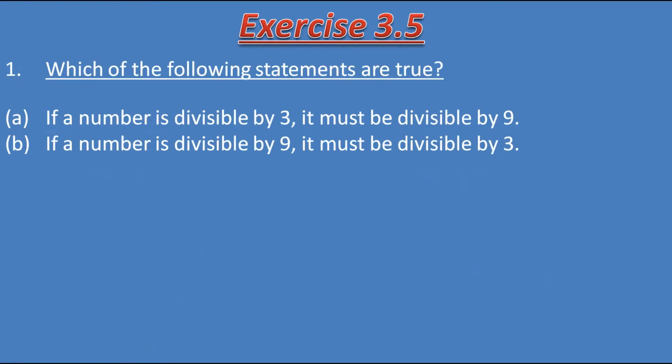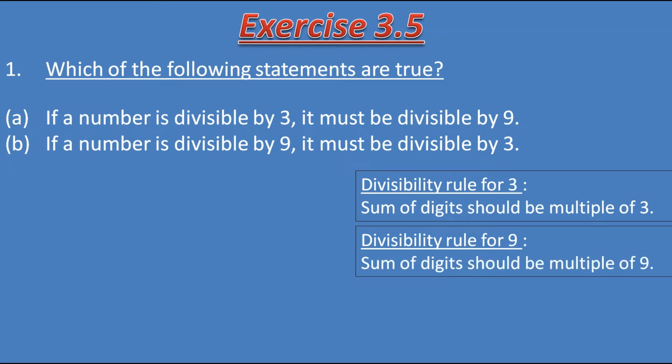Here first I am taking these two sentences which are related to each other. The first statement is: if a number is divisible by 3, it must be divisible by 9. And the second statement is: if a number is divisible by 9, it must be divisible by 3. To check these two statements, we first need to know the divisibility rule for 3 and 9. The divisibility rule for 3 is that the sum of the digits should be a multiple of 3, and for 9 the sum of the digits should be a multiple of 9.